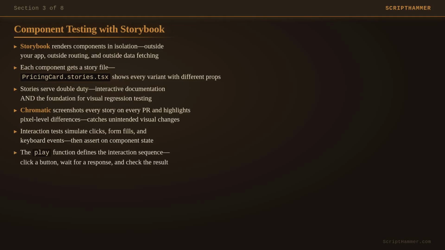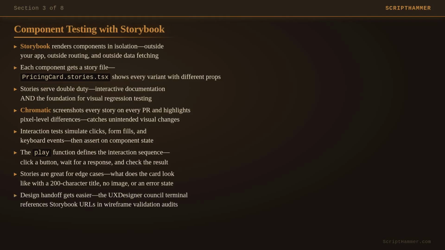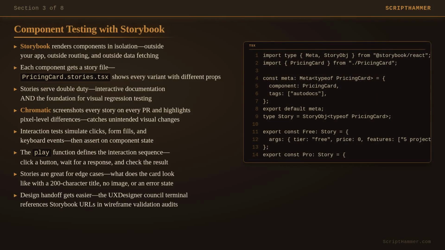The play function defines the interaction sequence. Click a button, wait for a response, and check the result. Stories are great for edge cases. What does the card look like with a 200-character title, no image, or an error state? Design handoff gets easier. The UX Designer Council terminal references Storybook URLs in wireframe validation audits.